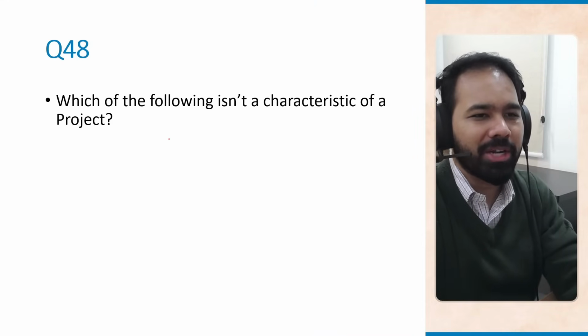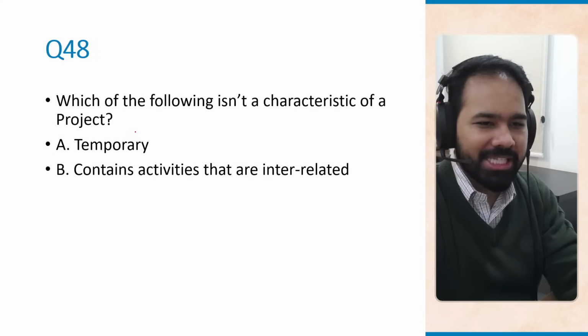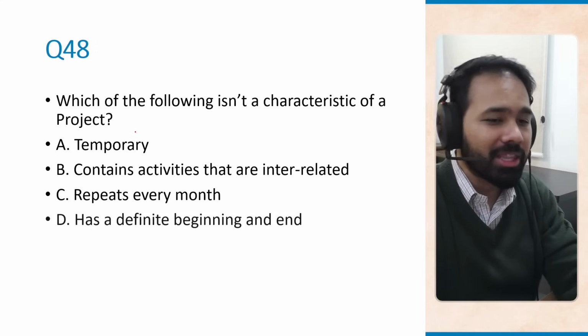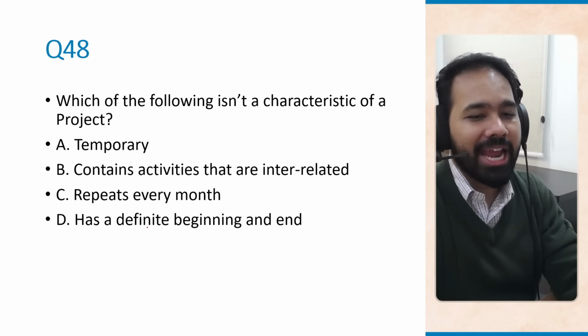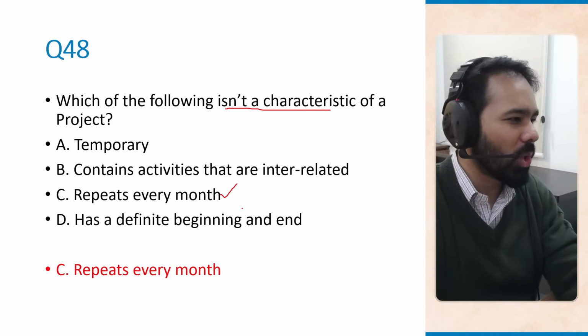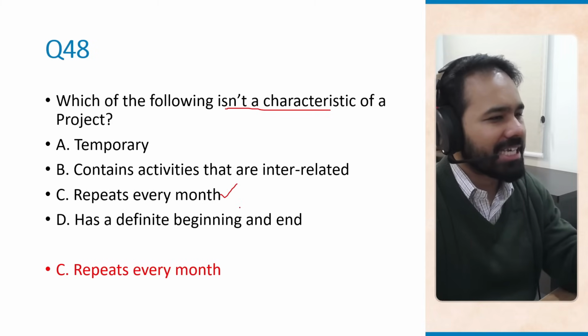Okay, moving on. Question number 48. Which of the following isn't a characteristic of a project? Temporary, contains activities that are interrelated, repeats every month, has a definite beginning and end. Which of the following is not a characteristic of a project? Repeats every month is not a project. This is operations.